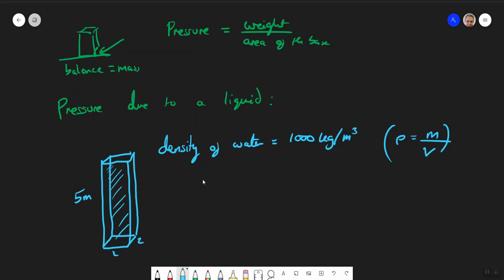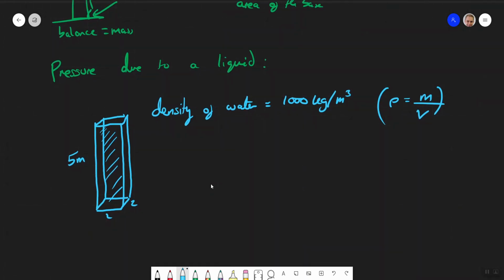So the question becomes, okay, I need to work out the weight of this water, and I therefore need to think about how much weight is sitting upon this 2 by 2 area. And that is going to give me the pressure at the bottom of that column. So what I'm after is the weight of the column of water. So I need to work out the weight.